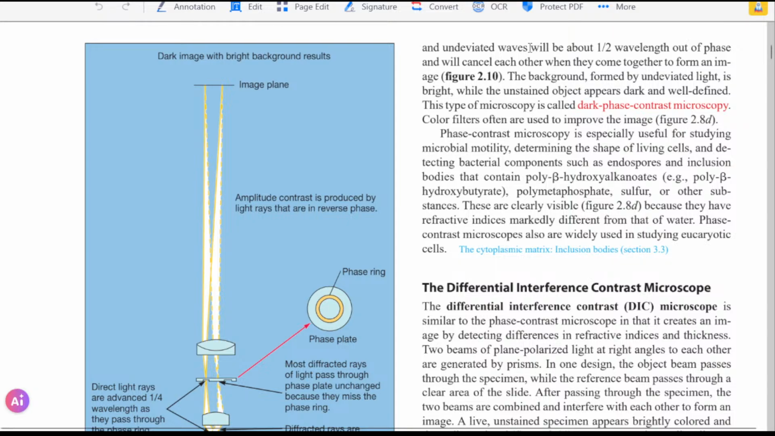Undeviated waves. Undeviated means the waves that are not reflected or refracted, like the ones that go straight into the lens, will be about 1/2 wavelength out of phase. Like they will change the wavelength of the light by half. So if the wavelength is 400 nanometers, I think they will change it to 200 nanometers or something, and will cancel each other when they come together to form an image.